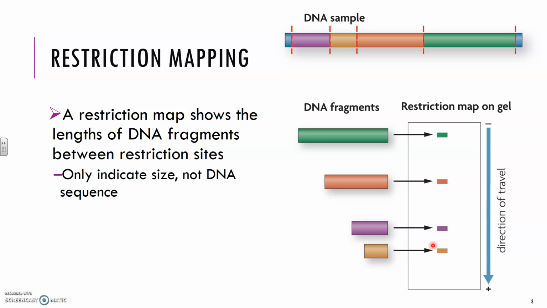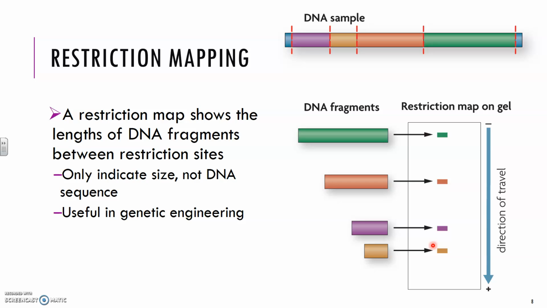So, restriction maps are really useful to see size, and we'll see exactly why it's all that useful for that, but they only indicate size. They don't actually indicate DNA sequence. That's a key difference. You actually have to use a different machine. It's called a Sanger sequencer in order to look at DNA sequence.